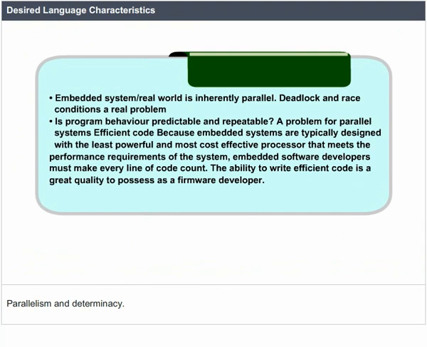A problem for parallel systems. Efficient code. Because embedded systems are typically designed with the least powerful and most cost-effective processor that meets the performance requirements of the system, embedded software developers must make every line of code count. The ability to write efficient code is a great quality to possess as a firmware developer.